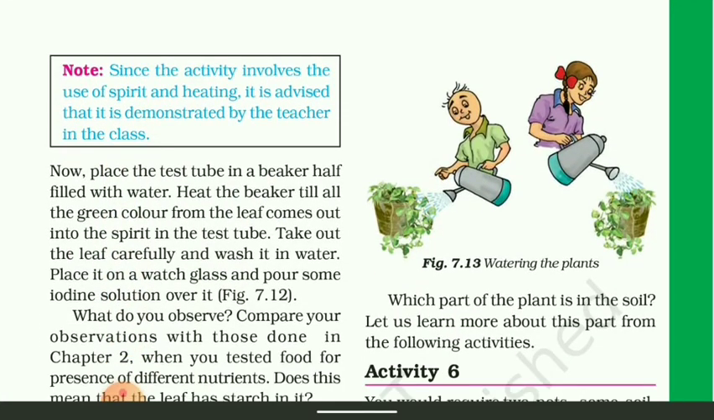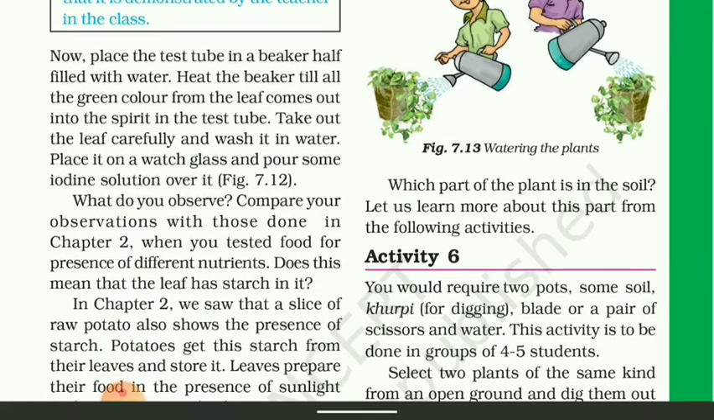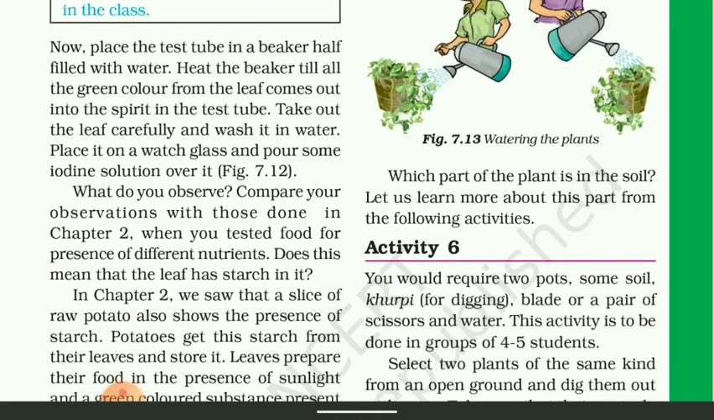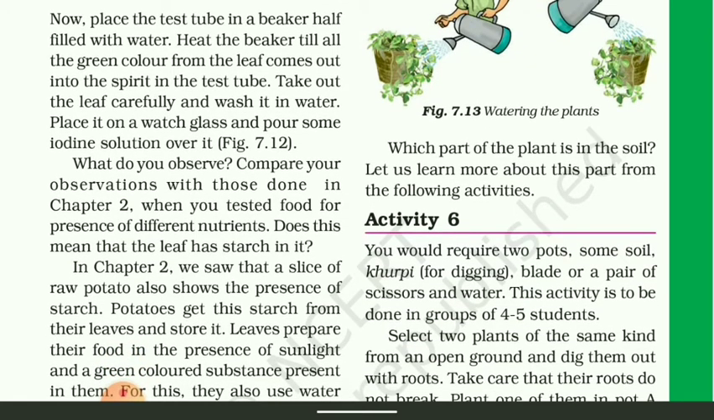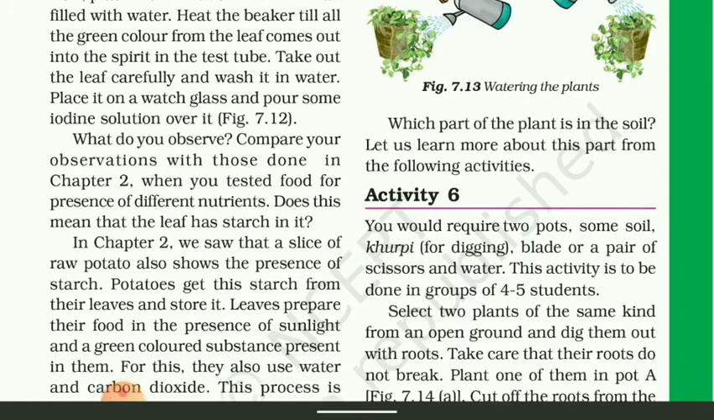Note: since the activity involves the use of spirit and heating, it is advised that it is demonstrated by the teacher in the class. Now place the test tube in a beaker half filled with water. Heat the beaker till all the green color from the leaf comes out into the spirit in the test tube. Take out the leaf carefully and wash it in water. Place it on a watch glass and pour some iodine solution over it.